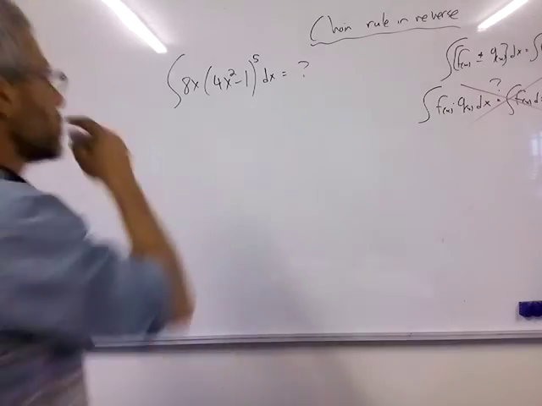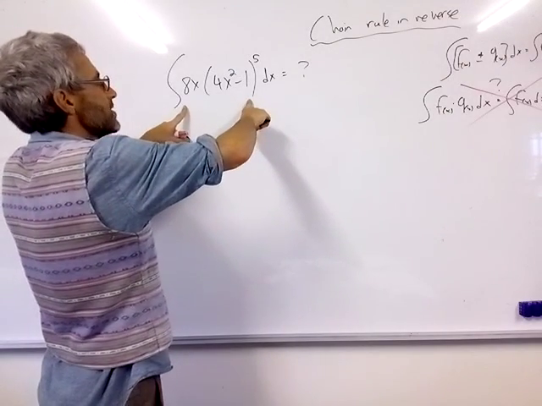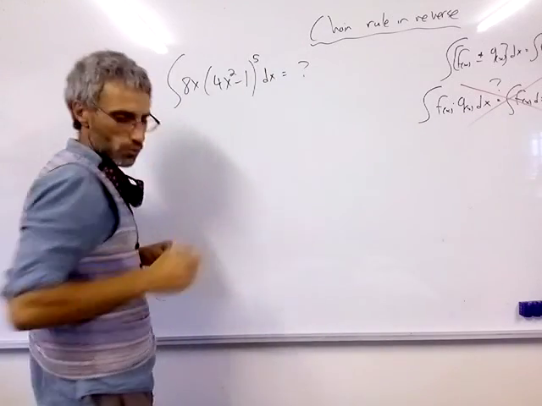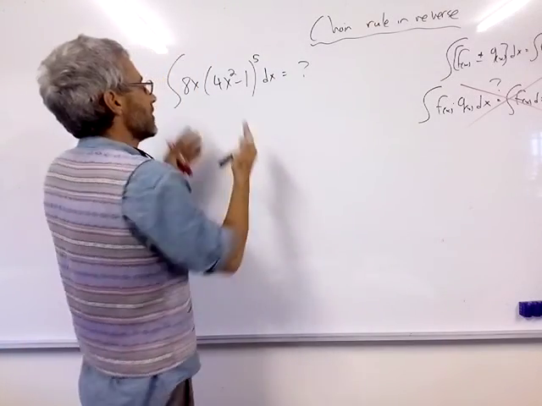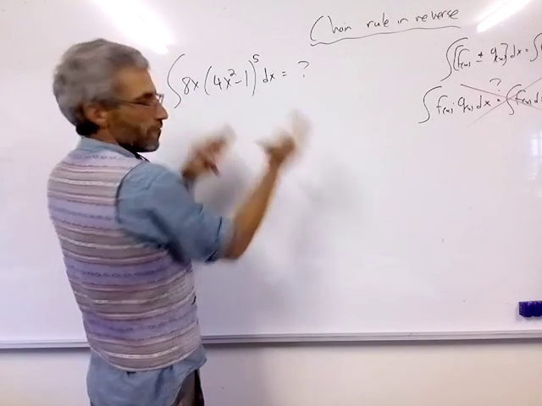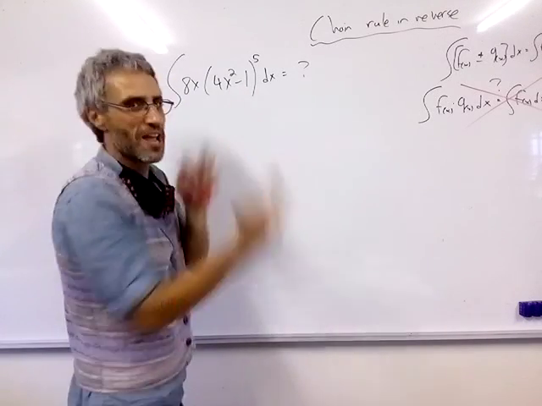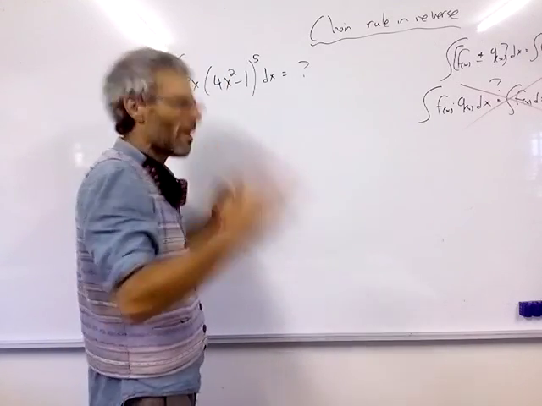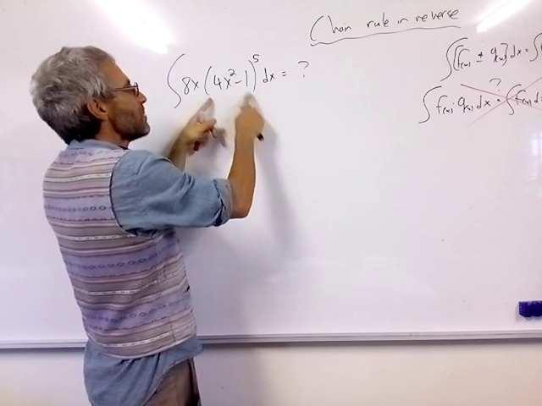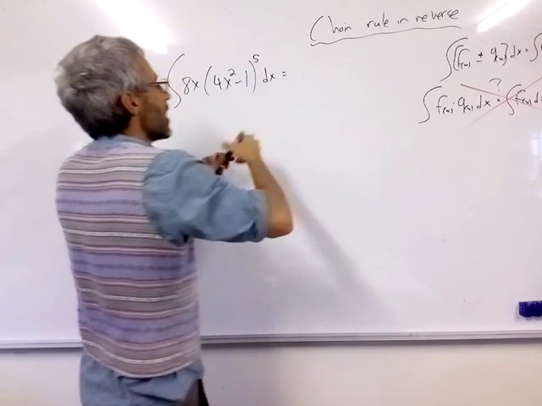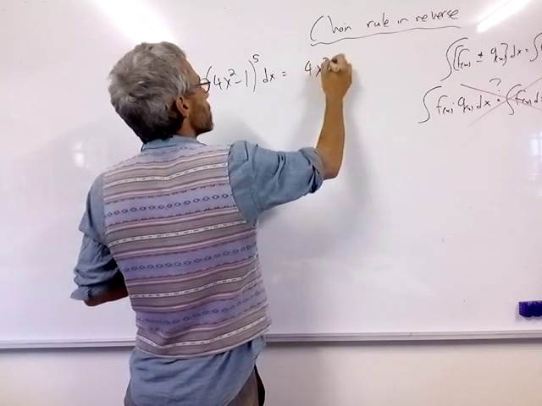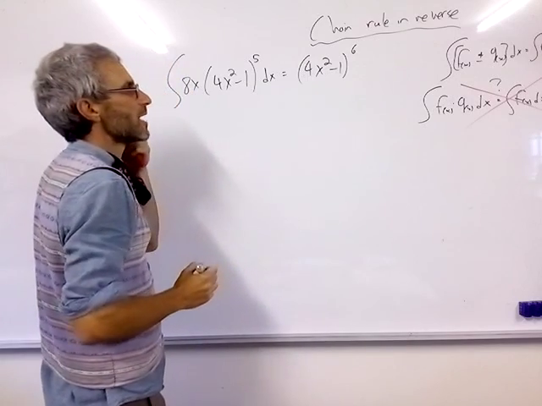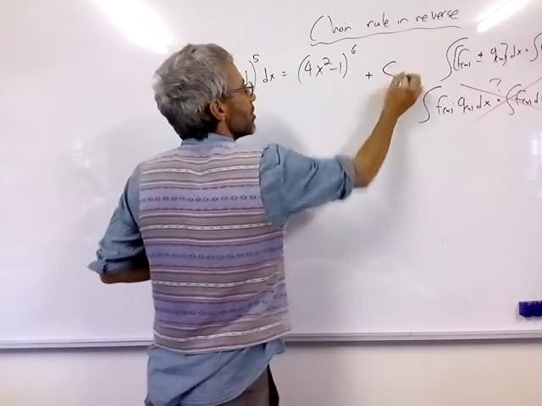Now we're asked to integrate this. Again, I've got a product function. I can't use the product rule for integration, but my suspicion is that one of them is a function and the other one is the derivative of the inner function. It's usually the one with the power, or at least the higher power, that will be the function. So I'm expecting this to be the function. Straight away I make a suggestion of 4x squared minus 1 to the power 6. It might be something like that, and already I'm going to put the constant.